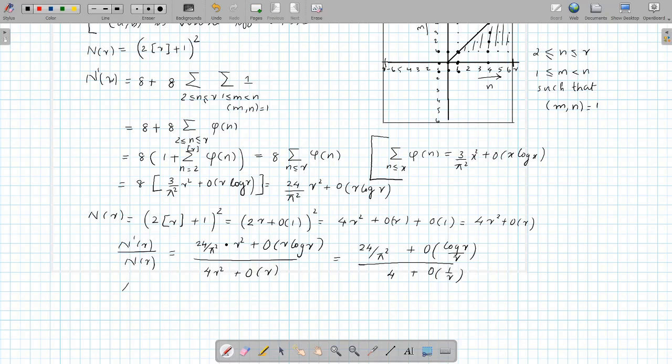Okay. Now by taking the limit r tends to infinity, n prime of r divided by n of r will give, as r tends to infinity, this term tends to 0 and this term tends to 0. So we will get 24 by pi square divided by 4. That will be 6 by pi square. Okay. This is the density of that set called visible lattice points from the origin.